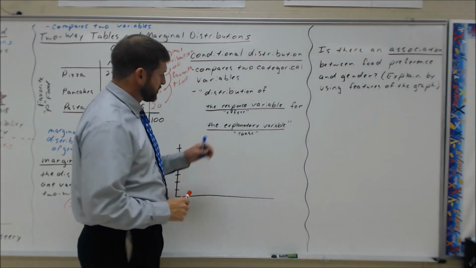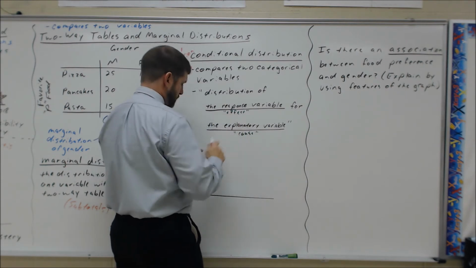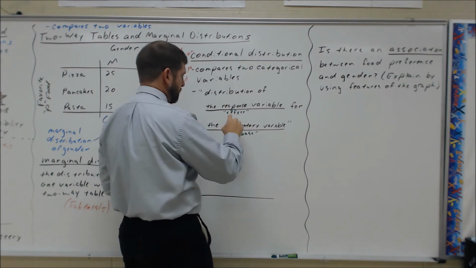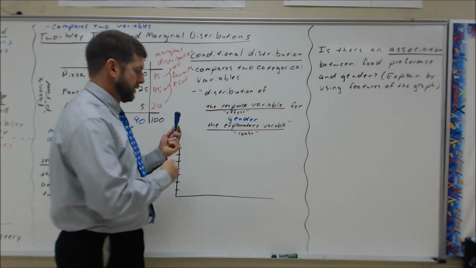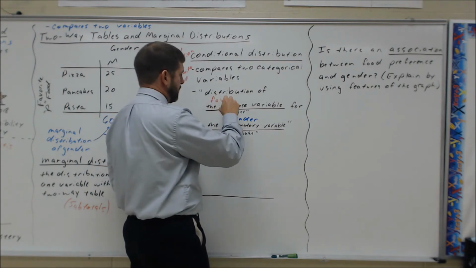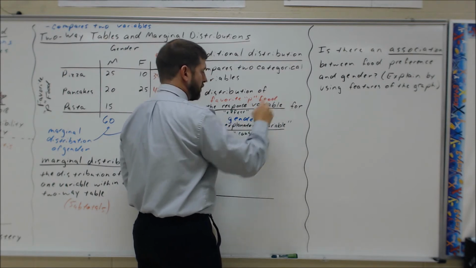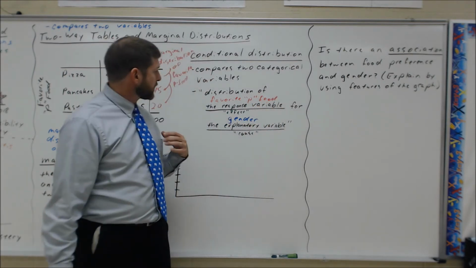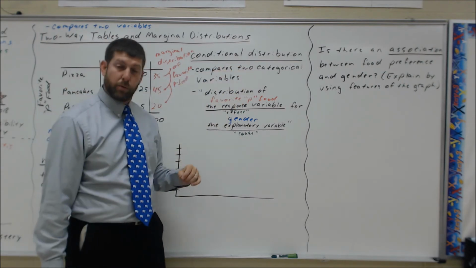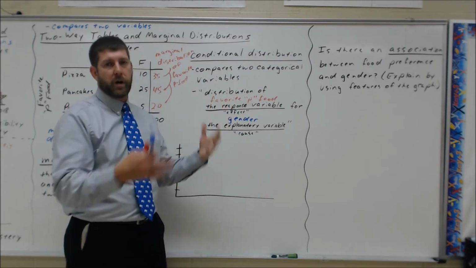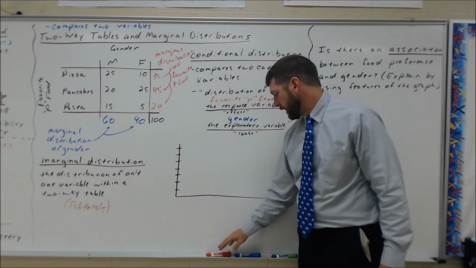So in that case, the gender would be the explanatory variable, and the favorite pea food would be the response. So what we're going to look at is the distribution of favorite pea food for gender. We want to look at our favorite pea food responses and break them down by gender. This is good because it tells us how to organize our graph.